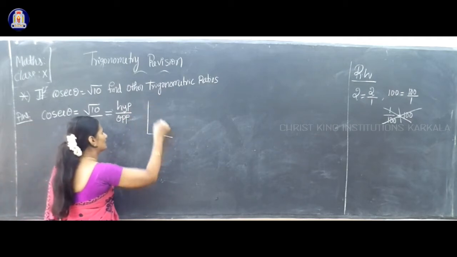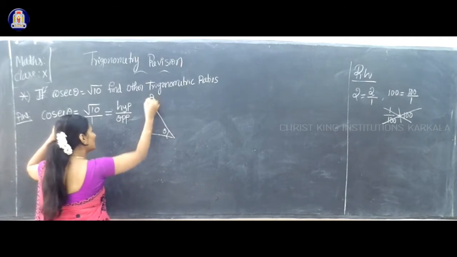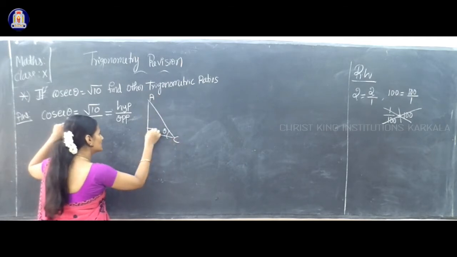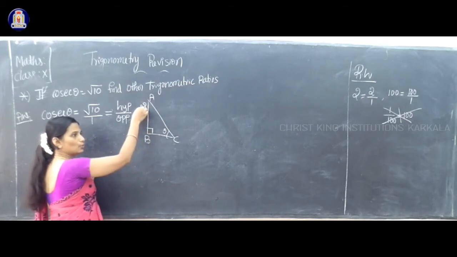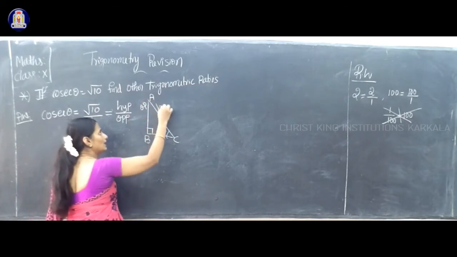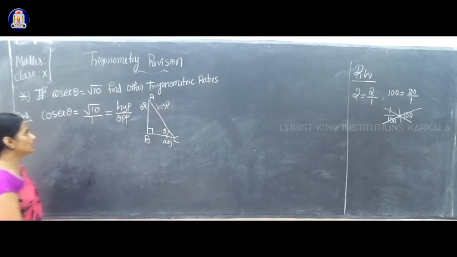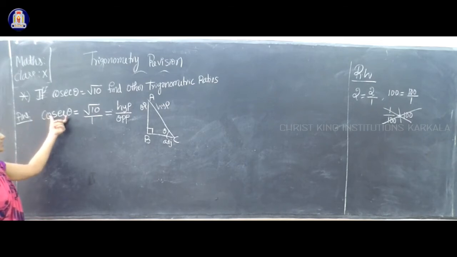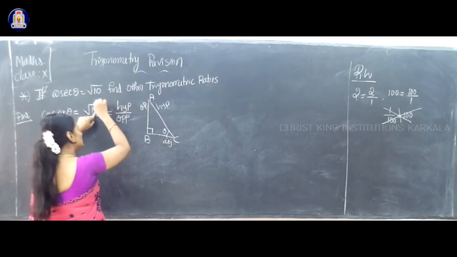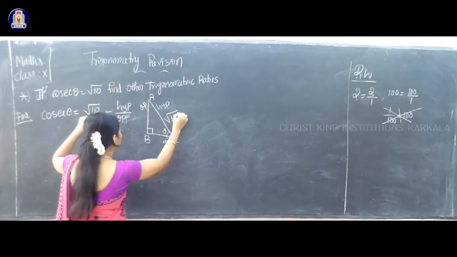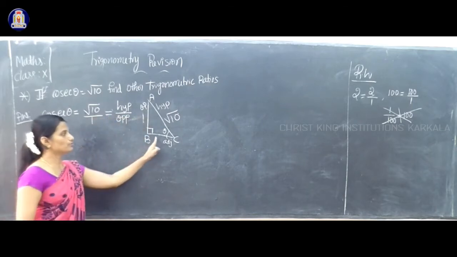Now draw your triangle. This is theta, this is your A, this is your B, and this is your C, a right angle triangle. So this is the opposite side to theta, 90 degrees, the hypotenuse side, and this one is the adjacent side. Now see the form. Cosecant, hypotenuse side is how much here? Square root of 10. The hypotenuse side is square root of 10, replacing the values. Opposite side is how much here? 1.